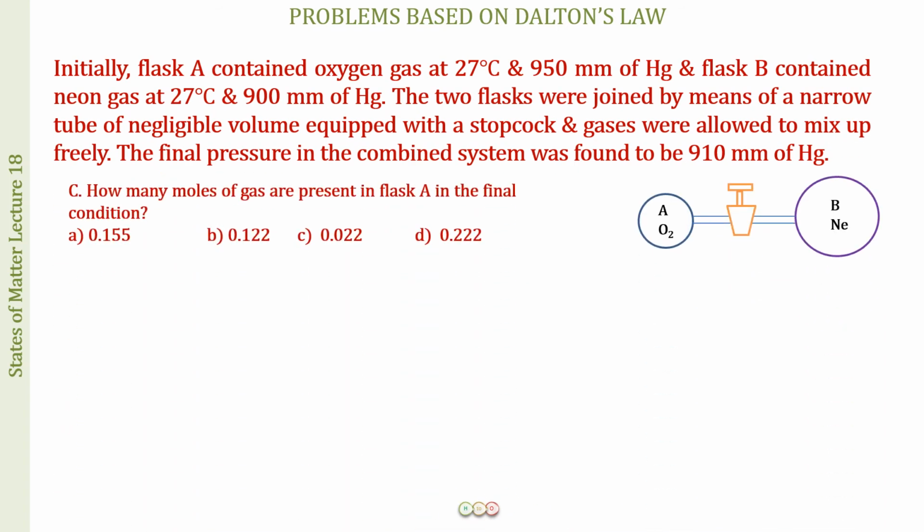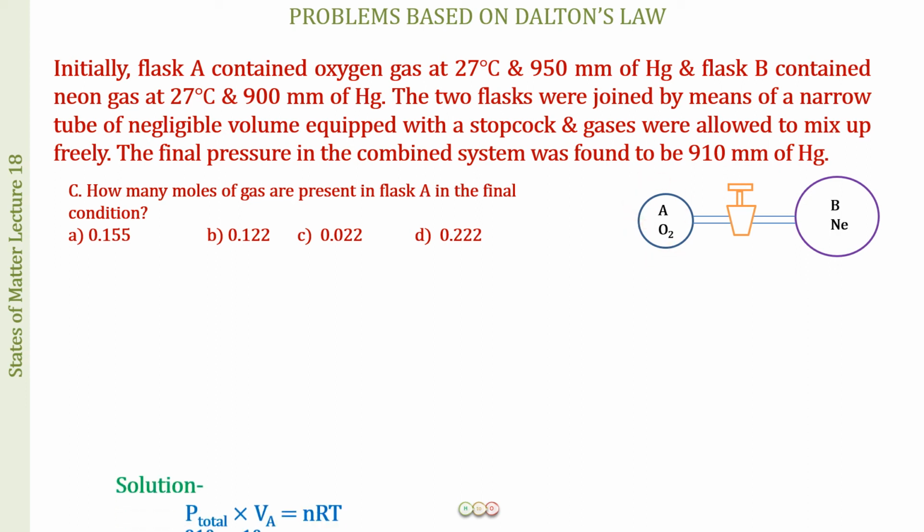So now the third question is, how many moles of gas are present in flask A in the final condition? This means that now the stopcock has been opened up. Oxygen and neon gases have mixed with each other. So what is going to be the pressure now in flask A? The pressure is going to be that of the combined system, that is 910 mm of mercury. So if you have to find out the number of moles of gas present in flask A, the volume is going to be that of flask A. The pressure is going to be the total pressure.